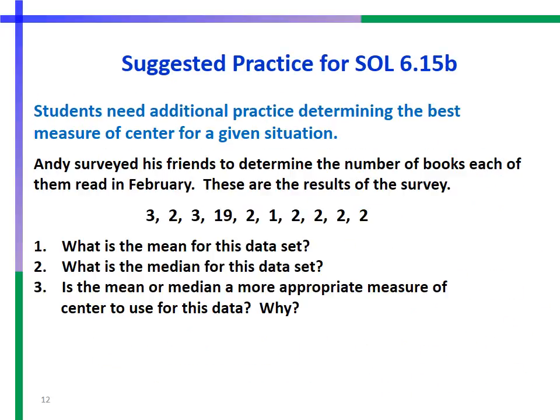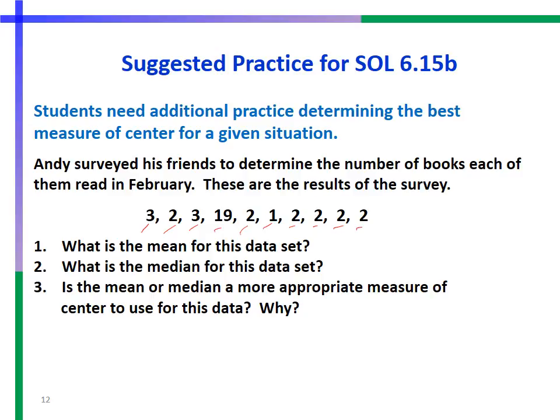Our friend Andy surveyed his friends to determine the number of books each of them read in February. Here are the results of the survey. Each student is represented here. Student 1 read 3 books, then 2 books, 3 books, 19 books in February. That's a lot of books for February. Then 2 books, 1 book, 2, 2, 2, and 2.